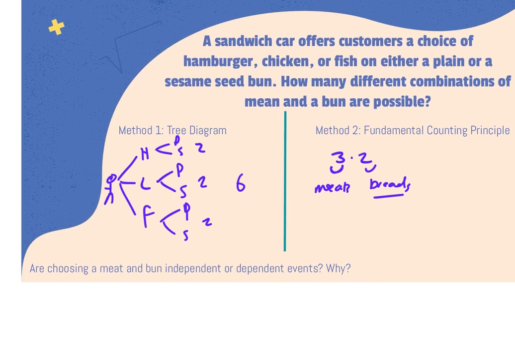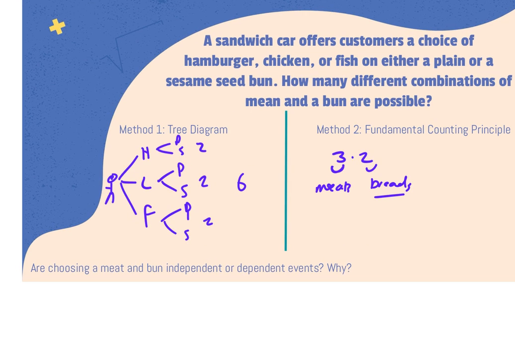All right, so is choosing a bun and choosing a meat independent or dependent? It's going to be independent because one has nothing to do with the other. It's not like I said, well, if I pick the chicken, I'm not allowed to pick a plain bun. Those would be dependent, but this is independent because one has no impact on the other.